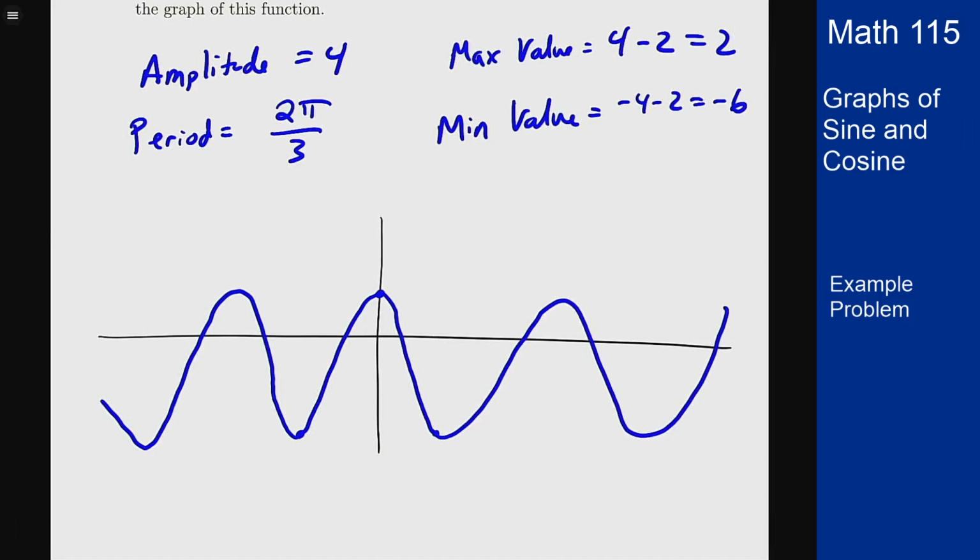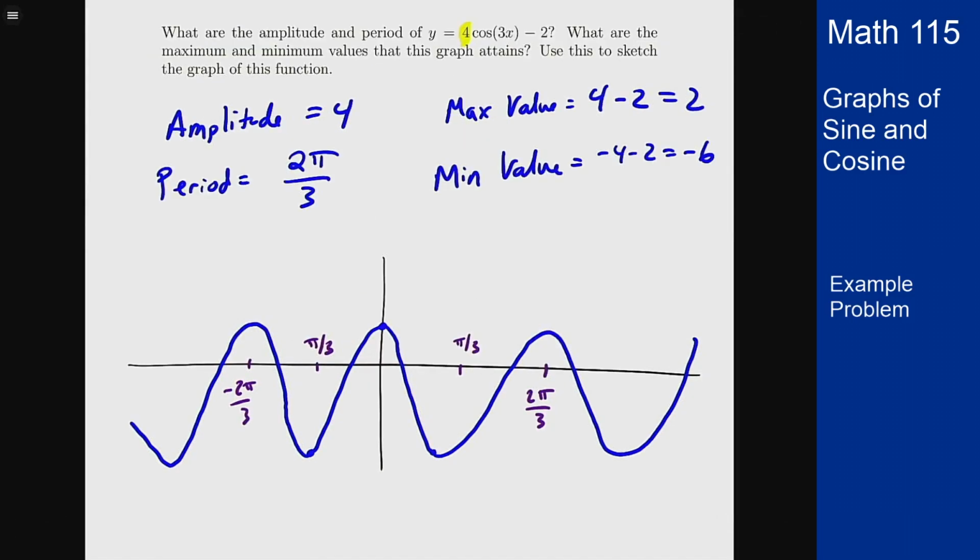And based on the period, we know that this point here will be at 2 pi over 3, because that's the first period, and here is negative 2 pi over 3. And these vertex points here are going to be at pi over 3. This height here is at 2. And this valley here is at minus 6.